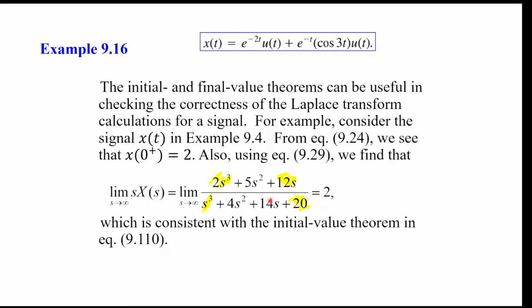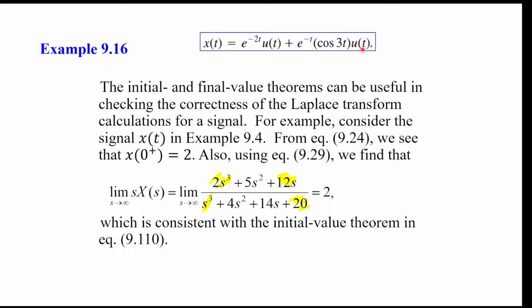Okay. And so you want to check the initial and the final value. For the initial value, you want to take this when s goes to infinity. So you only look at the highest order term. The numerator is 2s cubed, and the denominator is s cubed. So 2s cubed divided by s cubed is just 2. So when s goes to infinity, this thing becomes 2. And indeed, let's check out the initial value.